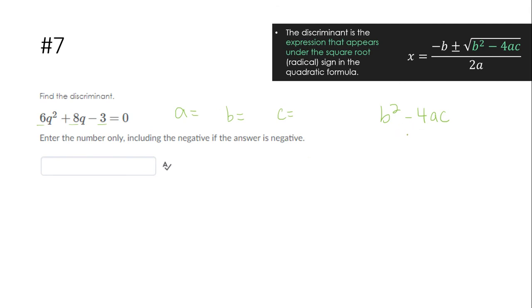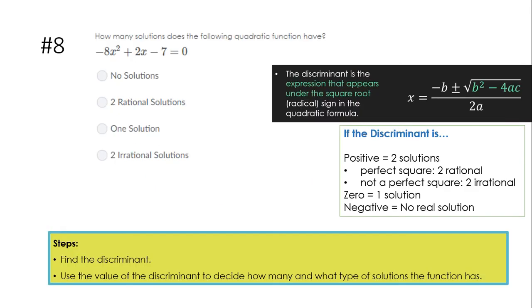That answer is what you're going to type in right here. If it's negative, put the negative in there as well. You just have to type the number in. All right, pause if you need to, finish up number 7, and we're going to move on to number 8.